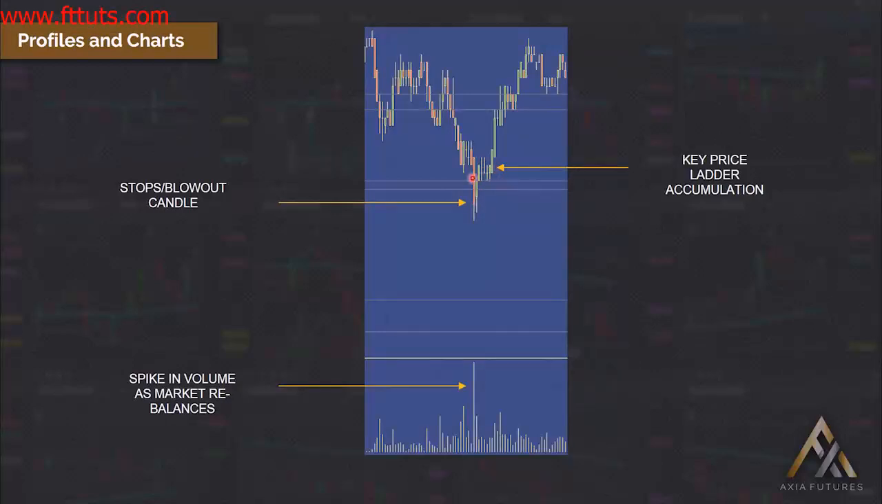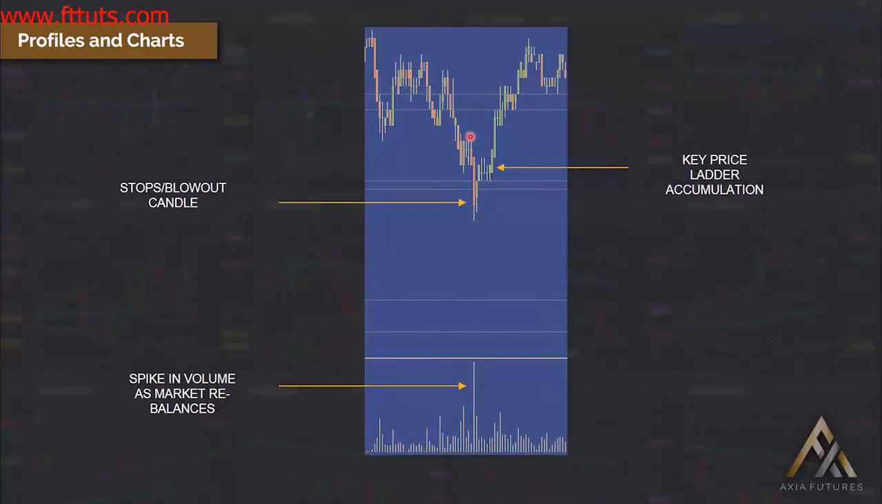You see above the area, the structure that you've just seen, and how we auction in here, and how you can trade out, how you can get on this long move here. And then down here, notice similar to the stops candle, is this spike in volume. So I've written here: spiking volume as market rebalances.